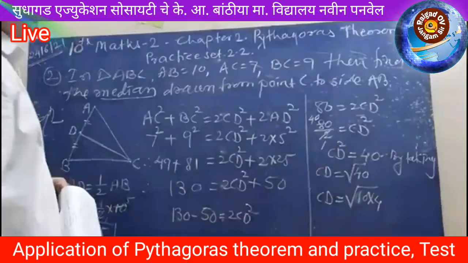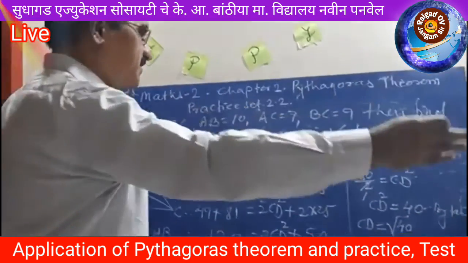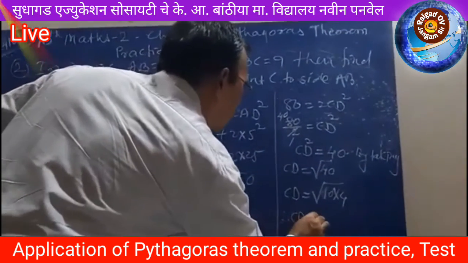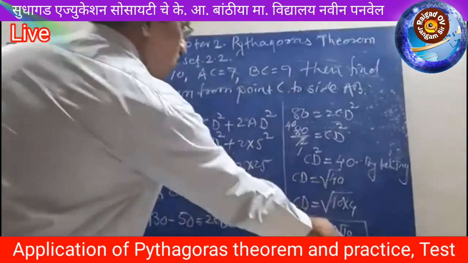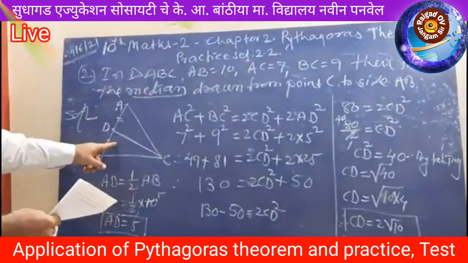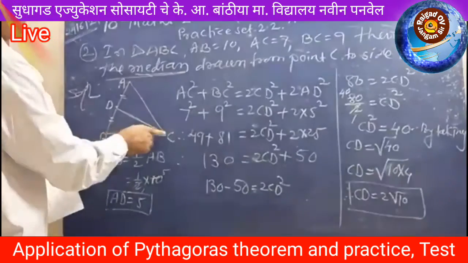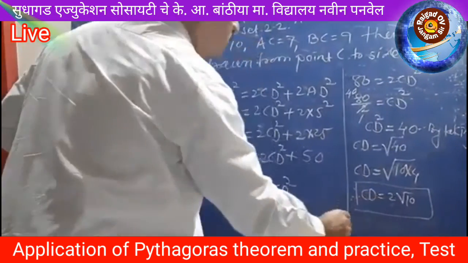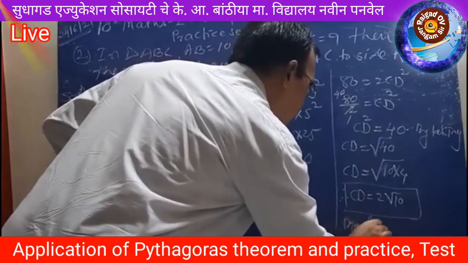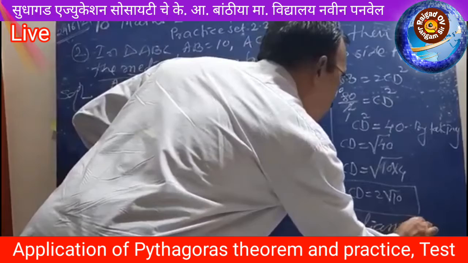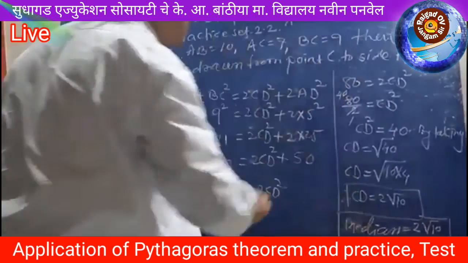10 into 4, 10 4s are 40. And then can you tell me the square root of 4? Yes, 2. Very good. CD is equal to 2 under root 10. CD is equal to 2 root 10 is the length of median, and here we have to find the median. Median is CD, therefore median is equal to 2 under root 10. This is our final answer.